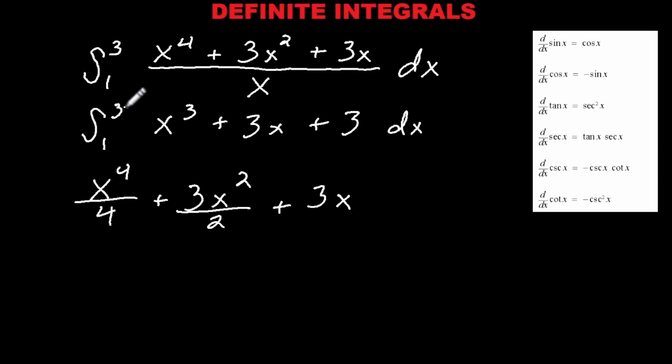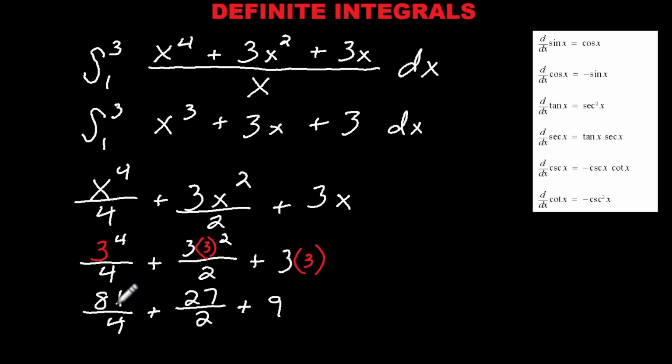Now what you do is you substitute in 3 in each of these terms. 3 to the fourth power is 81 over 4, plus 3 squared is 9, times 3 is 27 over 2, and 3 times 3 is 9. 81 divided by 4 is 20.25. 27 divided by 2 is 13.5. And adding all of this together, I get 42.75.